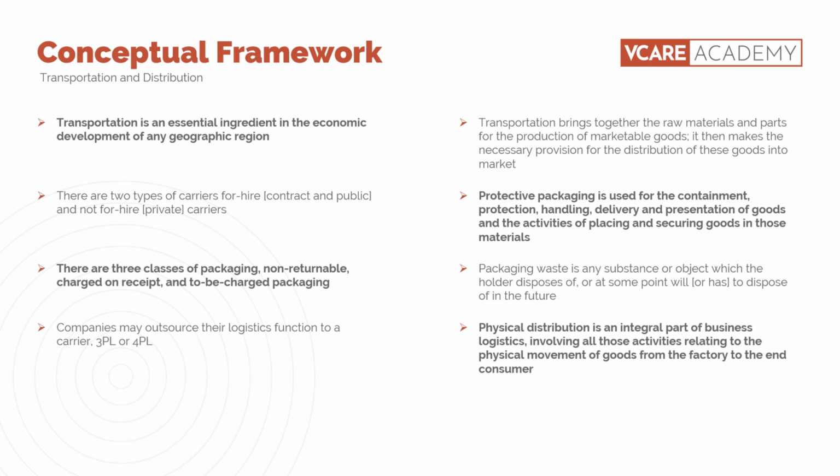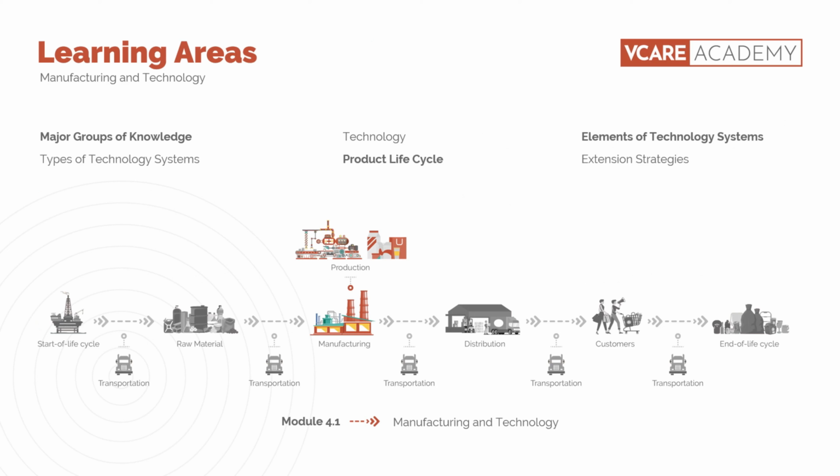Module 4, which is about manufacturing and the manufacturing process, and in particular module 4.1, which is about manufacturing and technology. Some major groups of knowledge. We'll talk about technology, elements of a technology system and types of technology systems, and then about the product life cycle and extension strategies for the product life cycle.